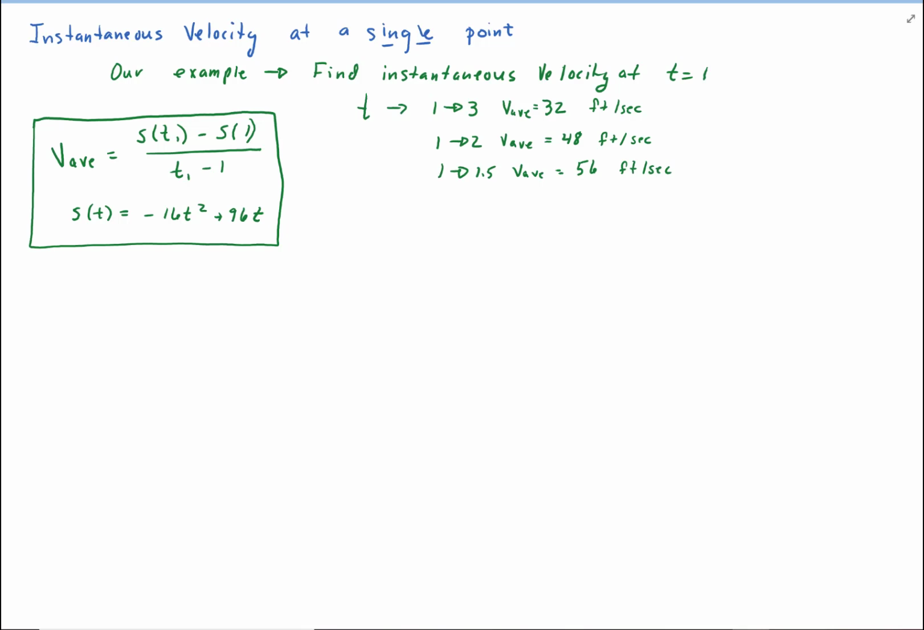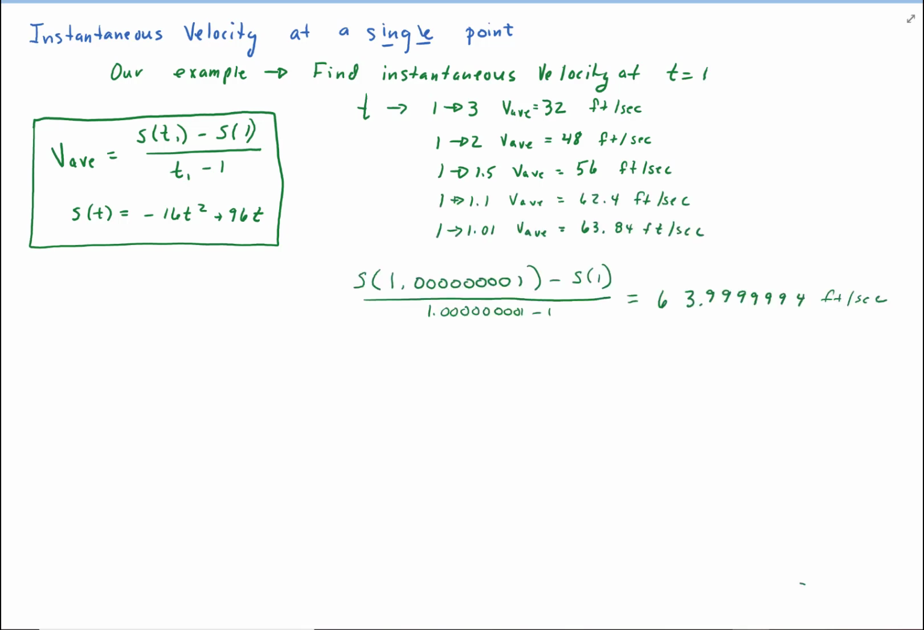So I could keep going. I could get closer and closer to 1. And if I take the absolutely crazy step of plugging in 1.000000001, S of that minus S of 1, divided by, well, what you have in the denominator, it gets really, really close to the number 64. So I'm willing to wager that the instantaneous velocity at 1 actually is 64 feet per second. But I wouldn't want to just attack this from above 1. I'd also like to look at values below 1.